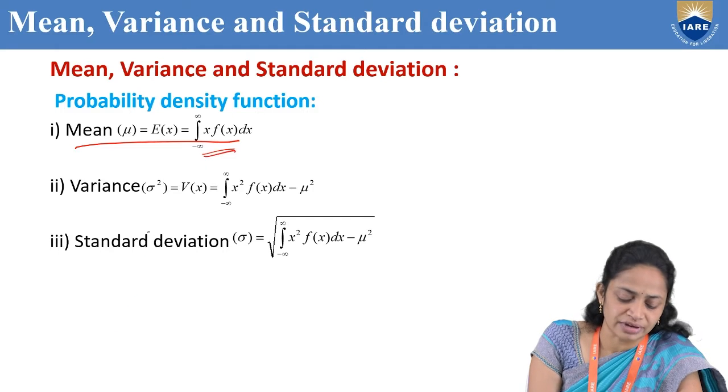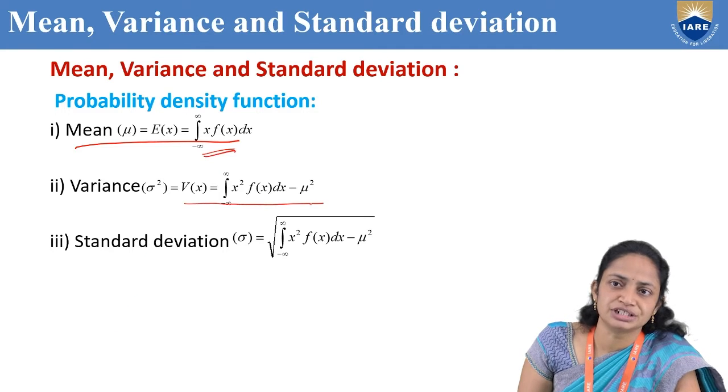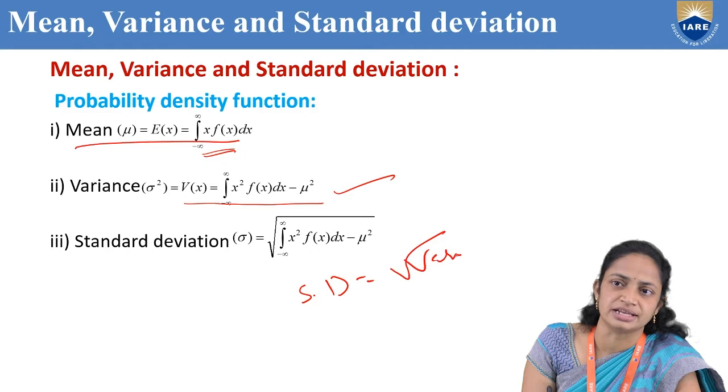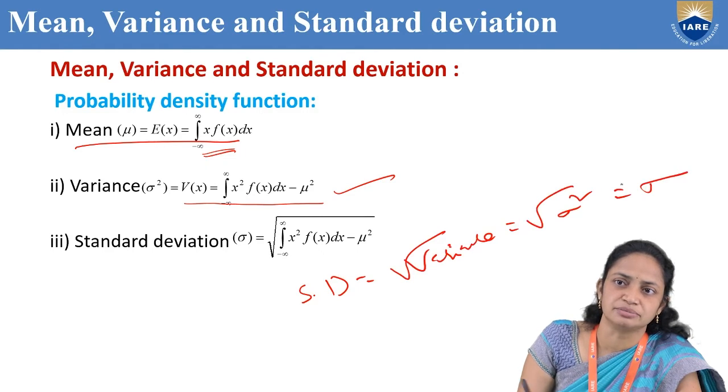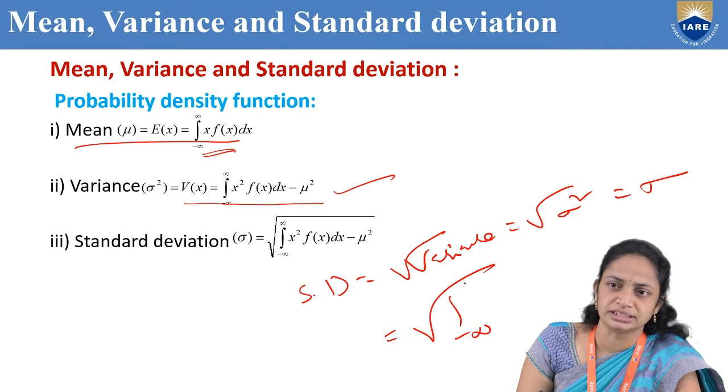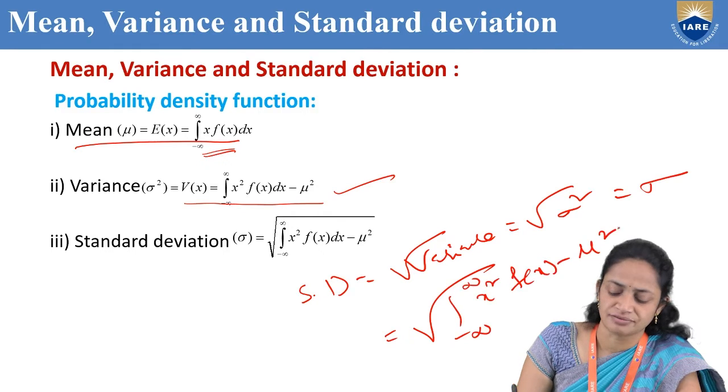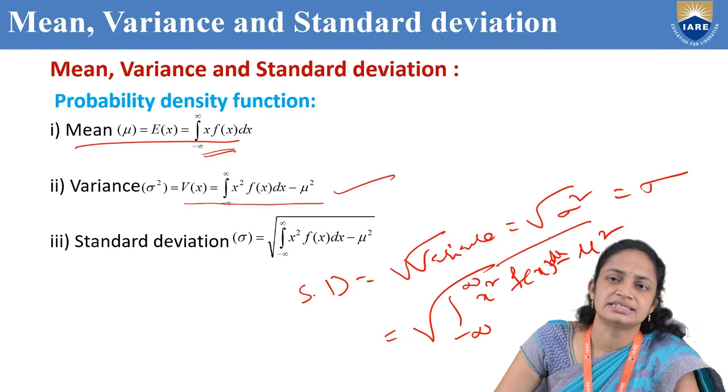Like that, for variance, V of x equals integration over minus infinity to infinity x square f of x dx minus mu square. And standard deviation means under root of variance. That means under root of sigma square, that is sigma. In here we have the variance formula, integration over minus infinity to infinity x square f of x dx minus mu square. So this is the formula for standard deviation.